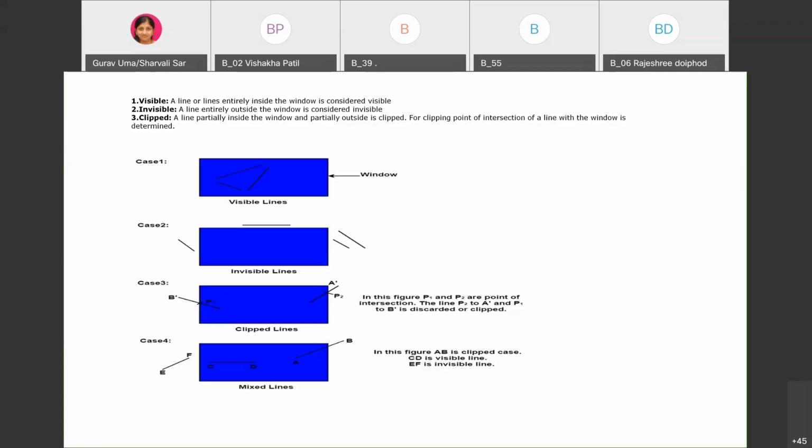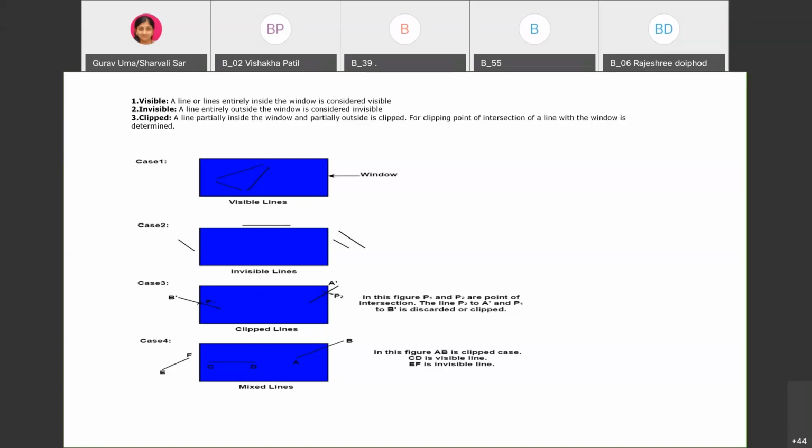Next we have invisible line. An invisible line means a line entirely outside the window. And a clipped line means what? Some lines are partially inside and some portion of the line is partially outside. So whatever portion is outside, we want to clip it. So this is called clipped lines.